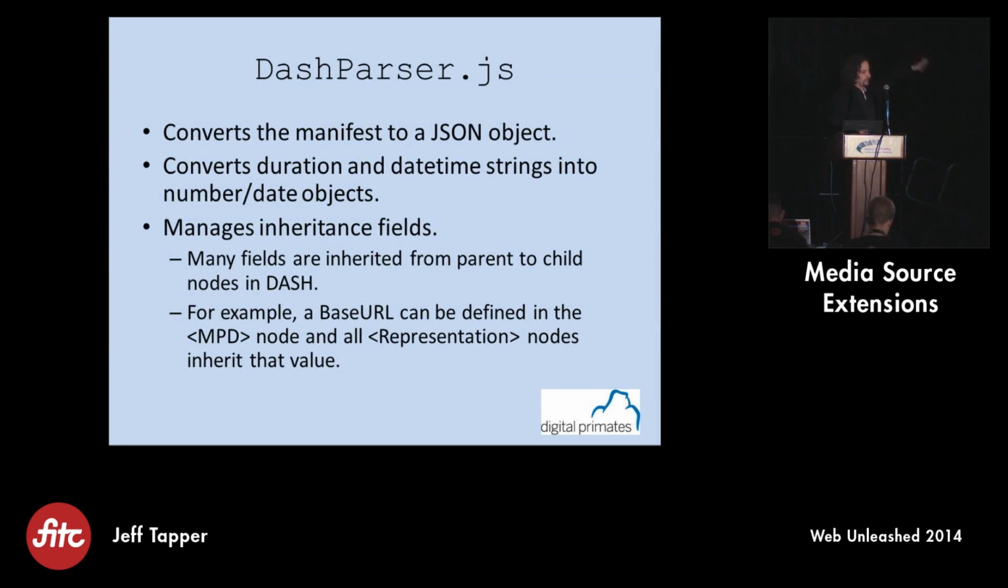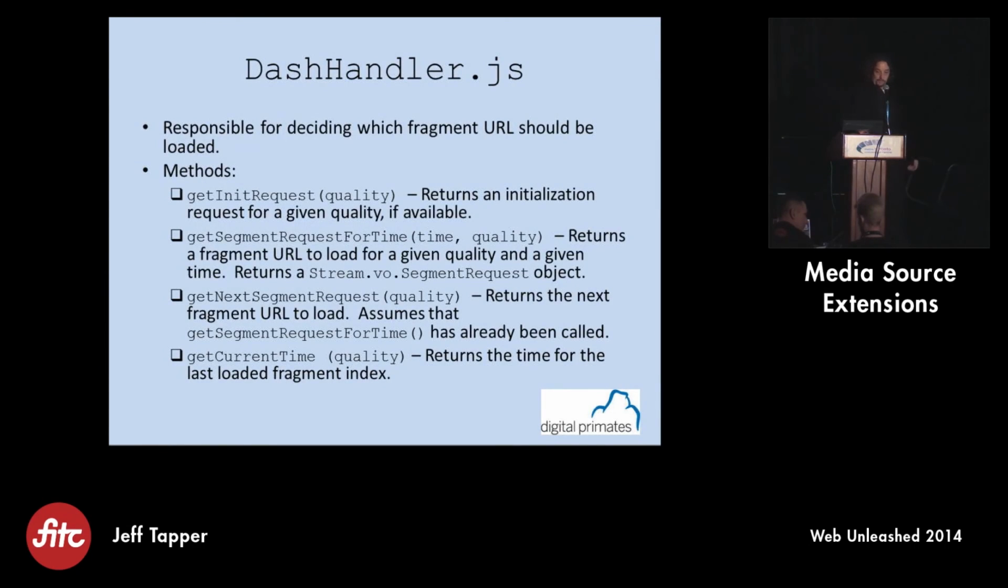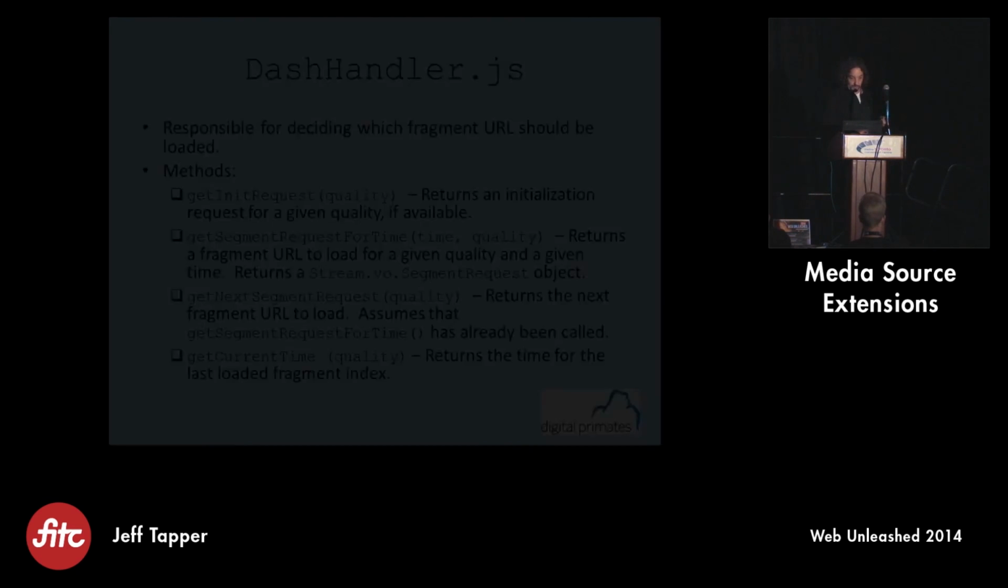Our dash parser actually takes the manifest, creates it into JSON, and then figures out what to do with all of the values. This is the index handler I talked about. It has get segment request for time, get next segment, tells us the current time, where am I in our playback now, and so on and so forth. Get the init request tells us how to get that initialization segment so we can prime the video to play.